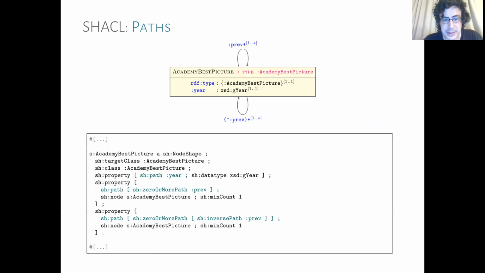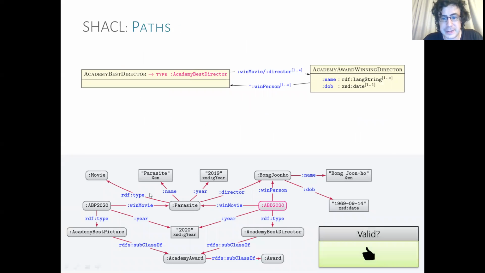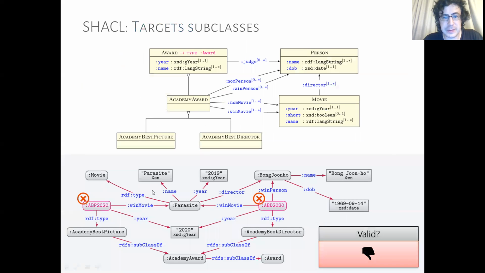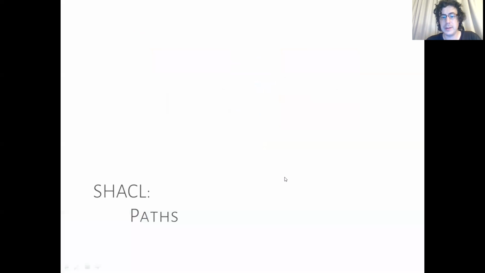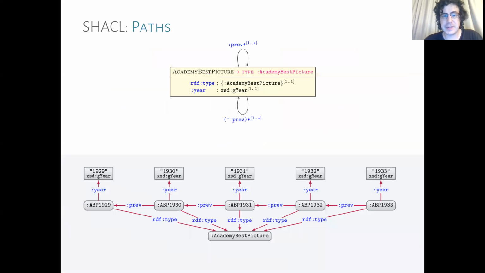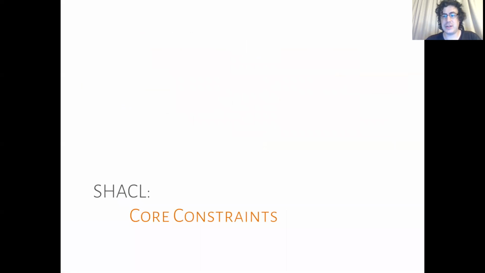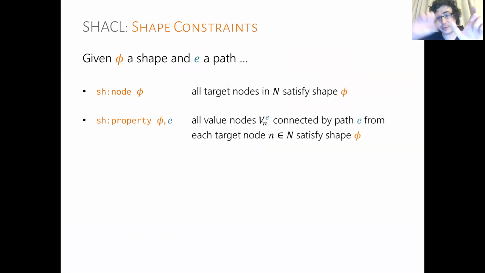Or maybe just to go back here, for example, we have a movie and then we have a path, which is director, okay? So for example, here, this is the movie and then the value node for a path of director would be Bone, okay? So this gives us some notation to indicate for each node that we're targeting what nodes are connected to it by the path that we specify on the property shape.